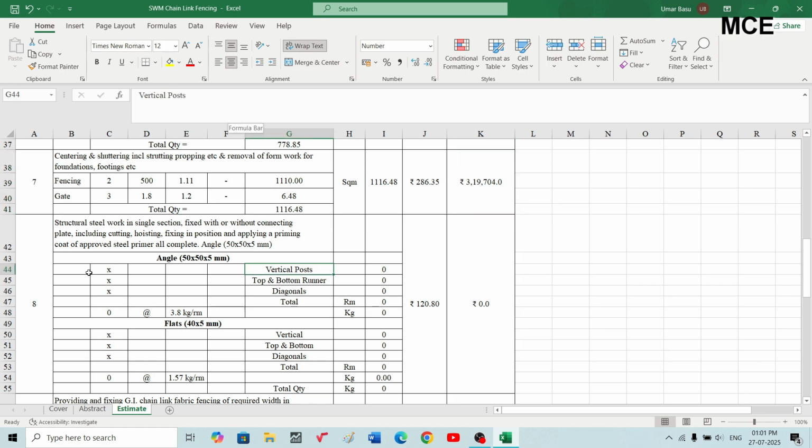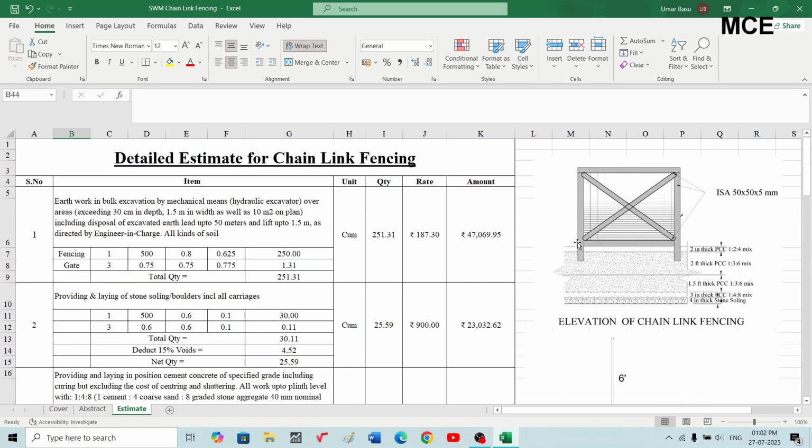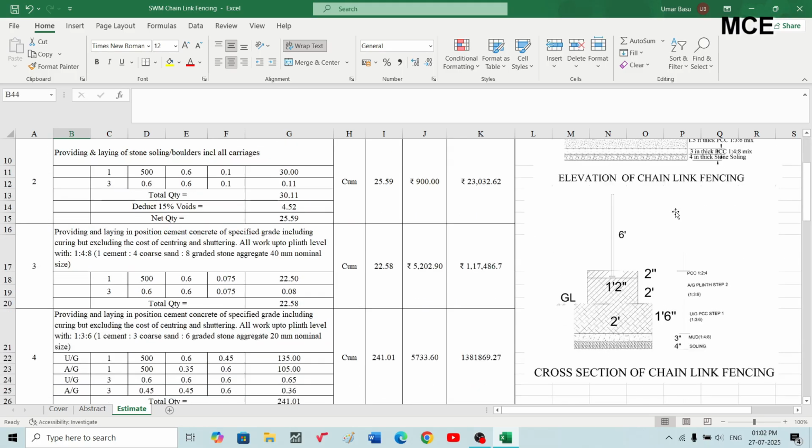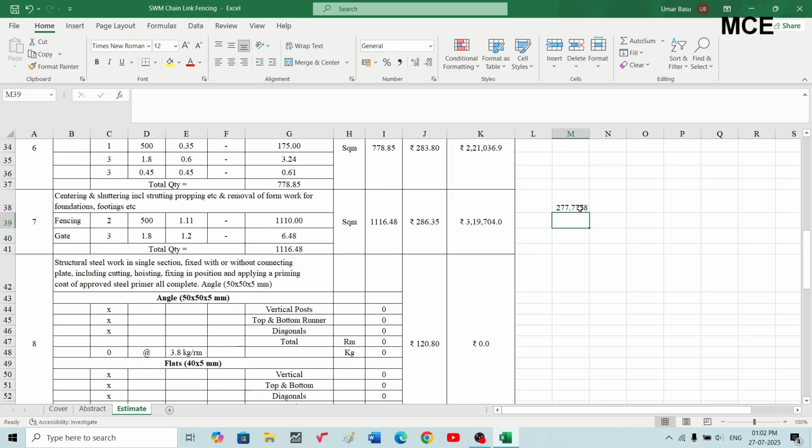Okay, so the first item in the structural steel is the vertical posts. Vertical post will depend on the length of the panel. The width of the panel which we are taking is 6 feet, that is distance from this vertical post to this vertical post is 6 feet, that is 1.8 meter. So if you divide 500 by 1.8 meter, you will get the number of vertical posts. So my requirement of vertical post is 500 divided by 1.8, which is 277.77, that is 278 vertical post.